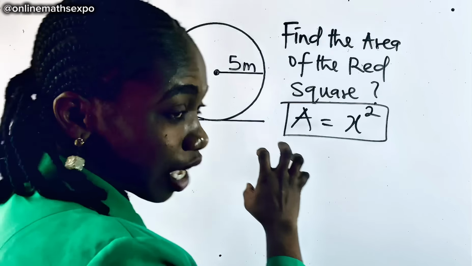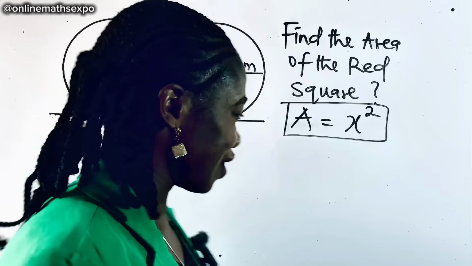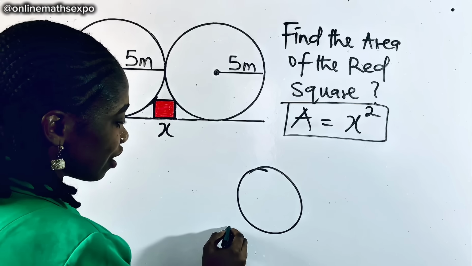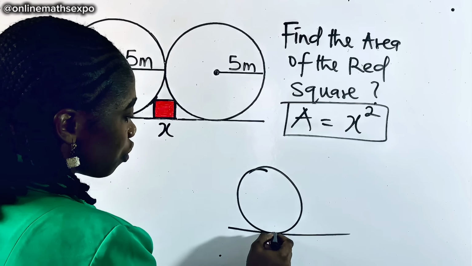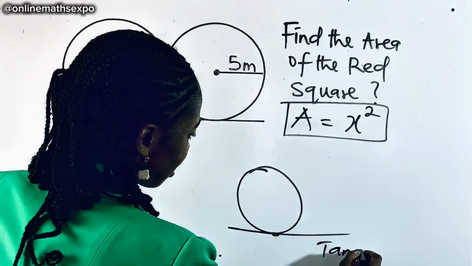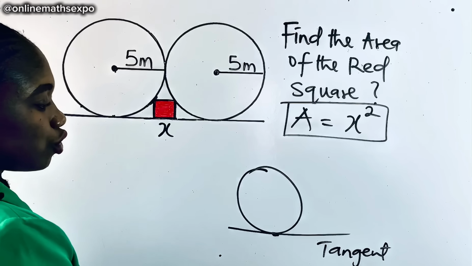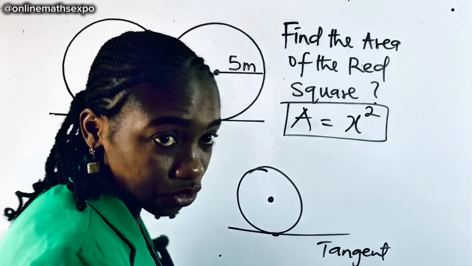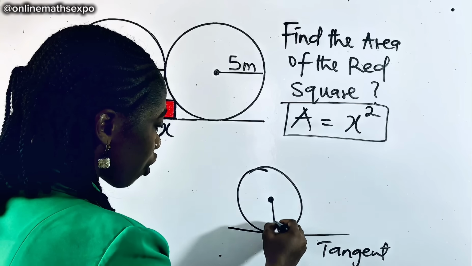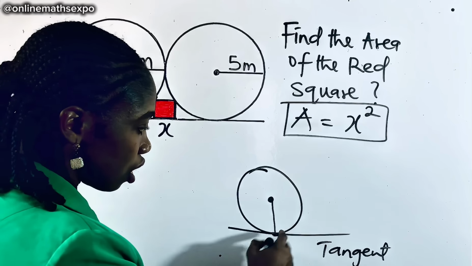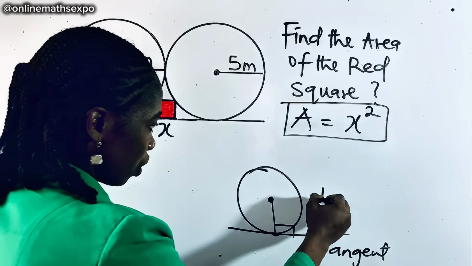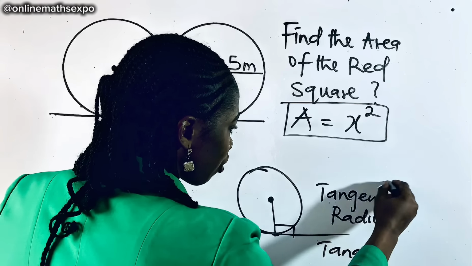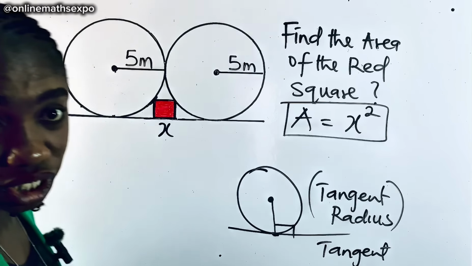Now, before we go into answering this, let me remind you of this theorem. Each time you have your circle drawn and there is a line touching this circle at a point, we call this line your tangent line. And anytime you have your radius, a radius is a line from the center touching any part of the circumference. And if this radius comes in contact with the tangent, it always makes angle 90. We call it the tangent and the radius theorem. Now let's see how this theorem helps us in answering this question.